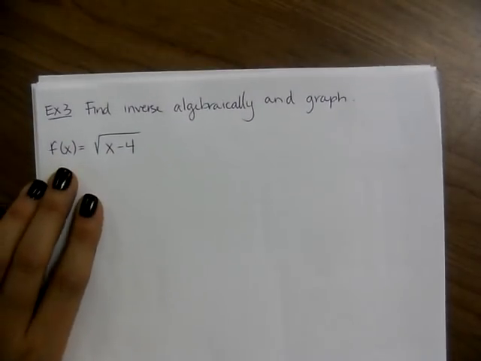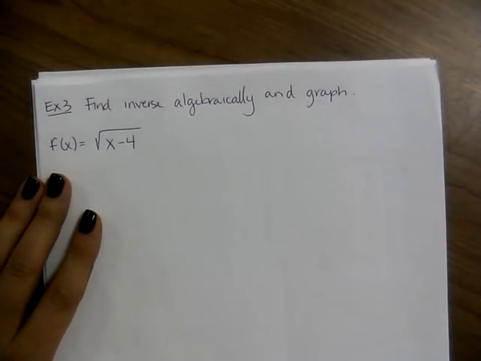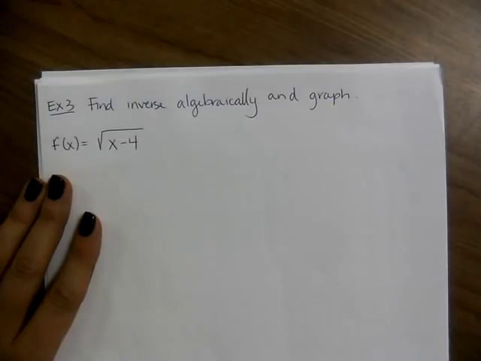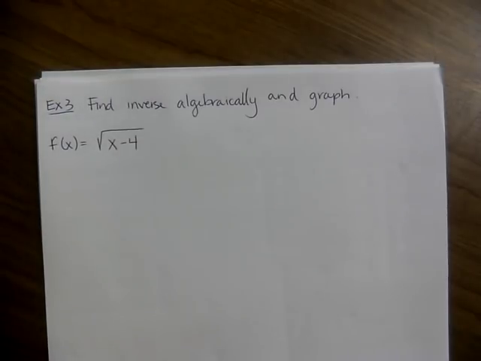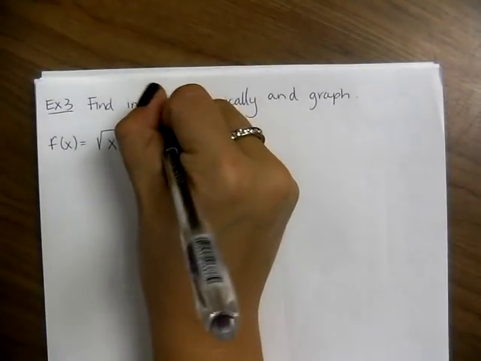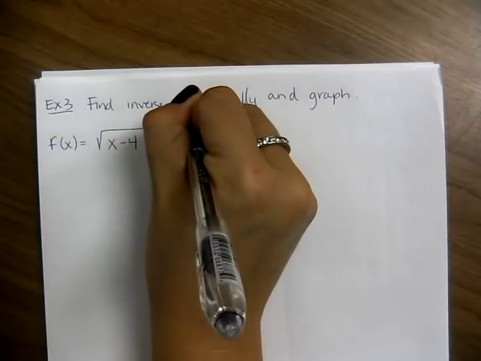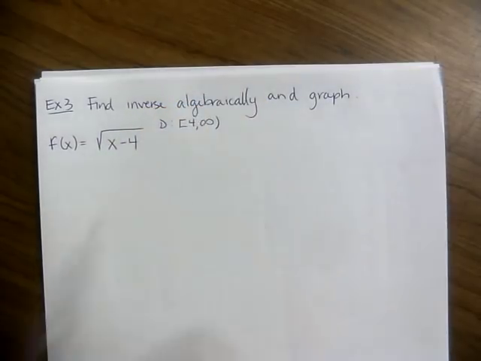But now we have to take a look here. So do you agree that the square root of x minus 4 has a restriction, right? So what is the domain of the square root of x minus 4? Four to infinity, right? So I'm just going to make myself a note here. The domain is 4 to infinity.